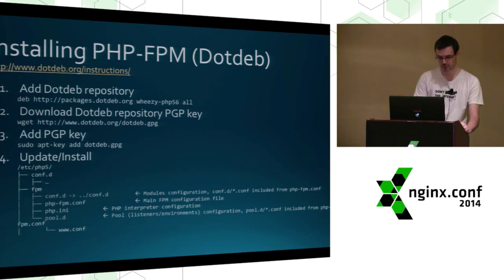So the main configuration file is php-fpm.conf. It includes configuration for each module automatically. You have a global php.ini file which sets up the language interpreter. And then you have a pool directory to allow you to have several instances of PHP. That will be part of the advanced chapter, so I won't say much about that right now. We'll come to that later.